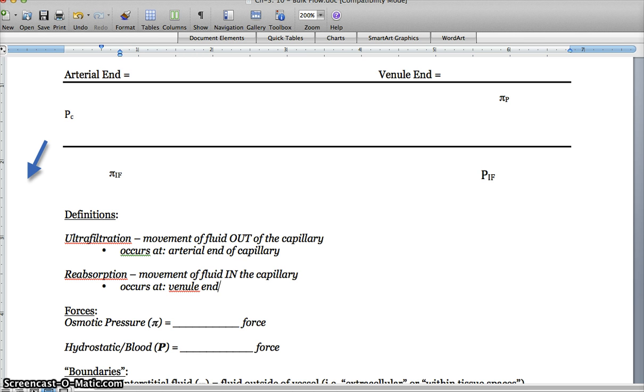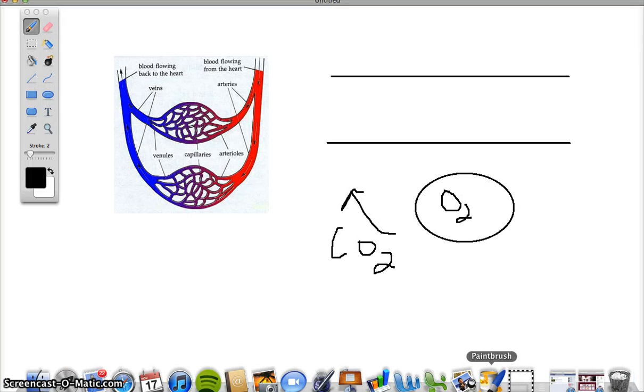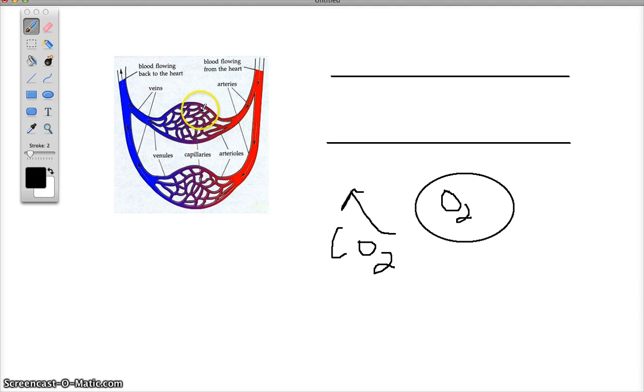Okay? So, as blood is being circulated, if we're looking at our systemic circulation, we see that blood is going to be going out of our arteries, which is going to branch into smaller arterioles, and then we're going to end at the arterial end of our capillaries. That's where oxygenated blood is going to go out and deliver oxygen to our cells. So fluid is moving out of the arterial end.